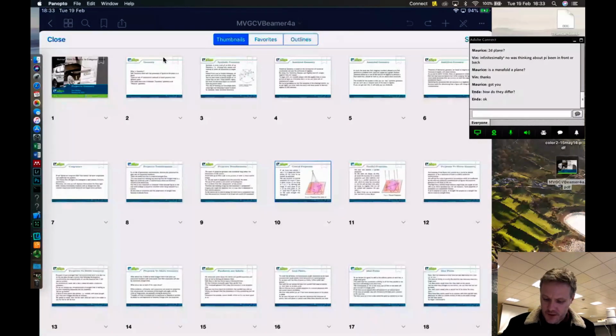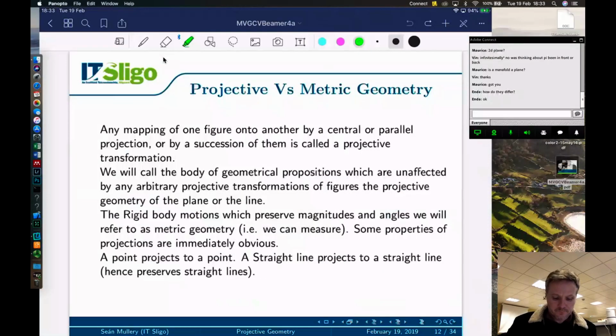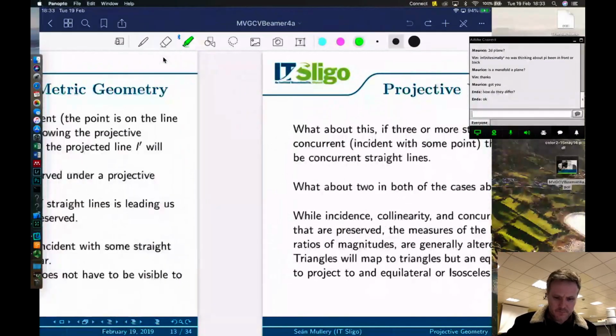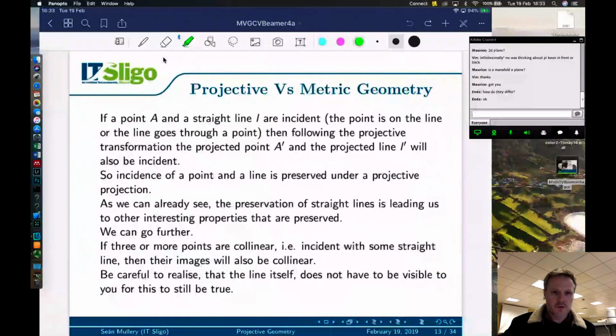Now you'll notice that I say 3 there rather than 2. Back here: if 3 or more points are collinear, i.e. incident with some straight line, then their images will also be collinear. Be careful to realize that the line itself does not have to be visible for this to be true. Previously I drew a nice little line for you there, and you could see that line added to the other line. Of course, in my drawing I just made those lines fit, because I'm drawing on a two-dimensional plane, so I can't actually prove the thing at all. I've just shown it to you pictorially.